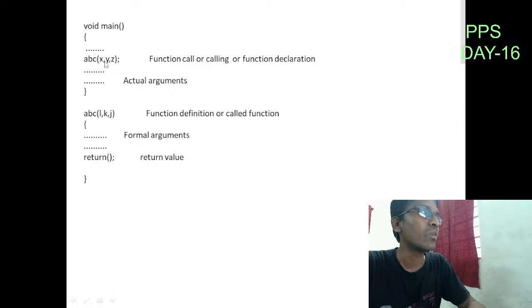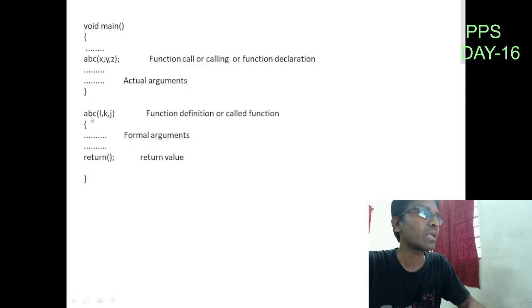And similarly, what arguments or parameters you pass inside the calling function can be called actual arguments or original arguments. So the arguments or parameters you pass inside the calling function are called actual arguments or original arguments.